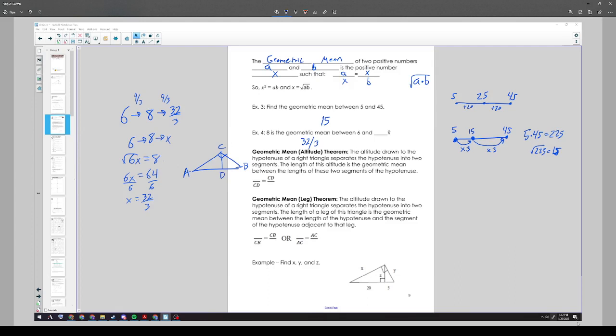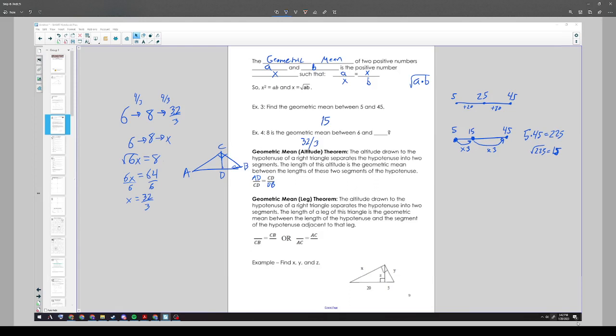So CD is the geometric mean of the two parts of the hypotenuse, so that would be AD and DB. That's our geometric mean, like this picture. Then the geometric mean leg theorem: the last one was talking about the hypotenuse and the altitude, and this one's talking about the hypotenuse and the legs.